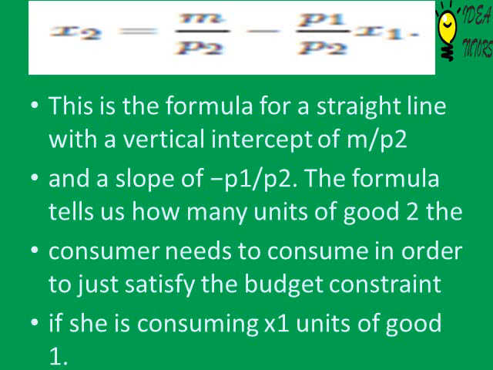As we have already seen, the formula is telling us how many units of good 2 the consumer needs to consume in order to just satisfy the budget constraint if she is consuming x1 units of good 1. We are calculating the value of x2 given the other values p1, p2, x1, income, and p2. So given the x1, we have to find how many units of x2 the consumer will purchase.